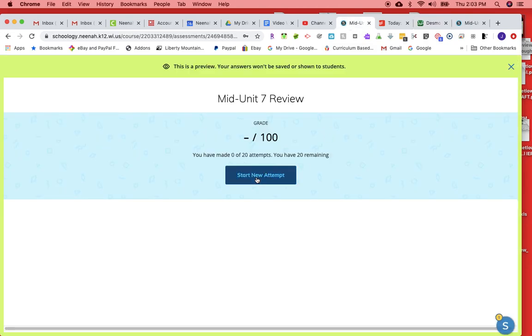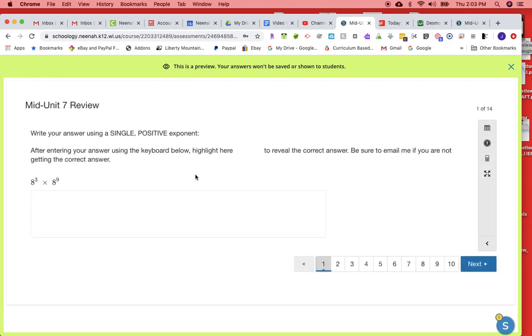There are 14 questions on this review, and there are 14 questions on the test. So here we go. It says write your answer using a single positive exponent. The key word is positive there. So if we ever come up with an answer that has a negative exponent, we need to take the reciprocal of that. We need to do a little bit more work, which you're going to see. There's going to be a few questions that have that.